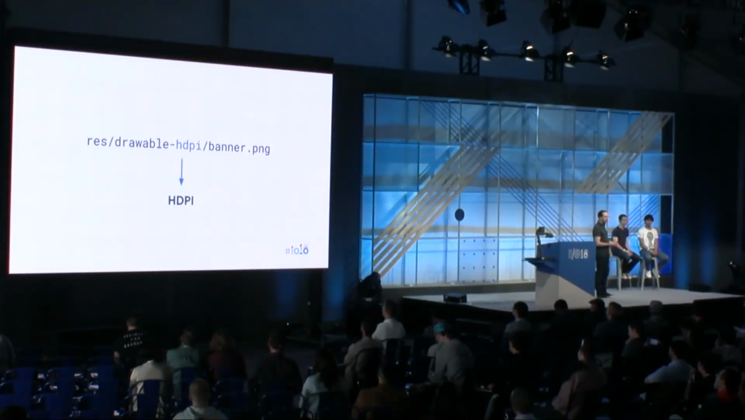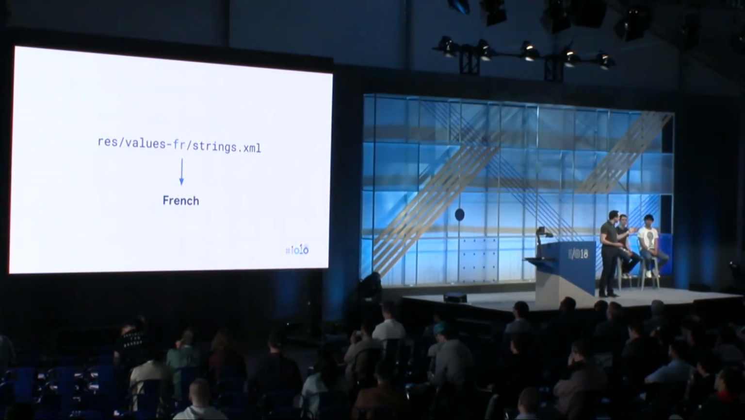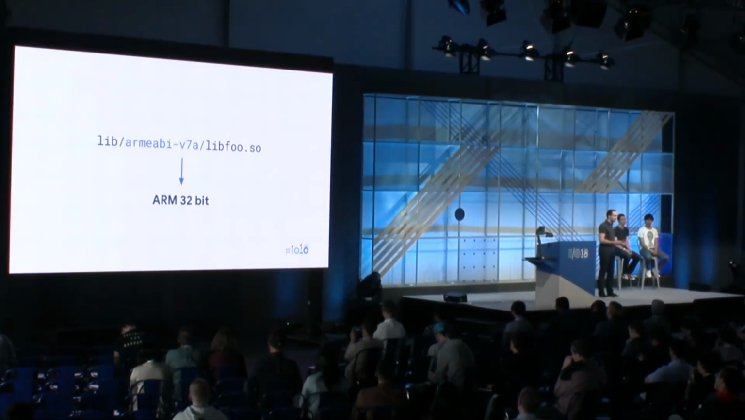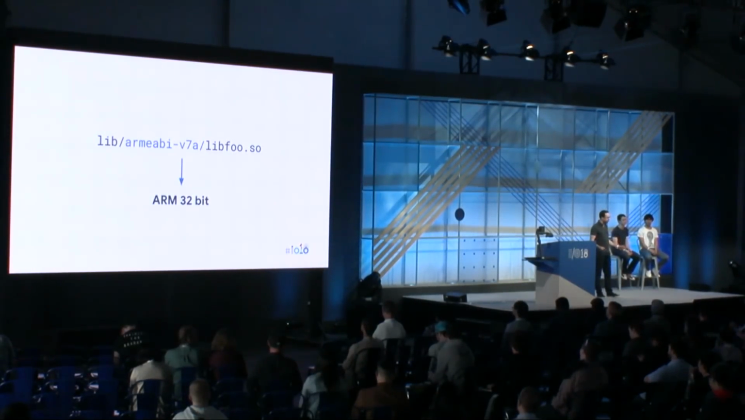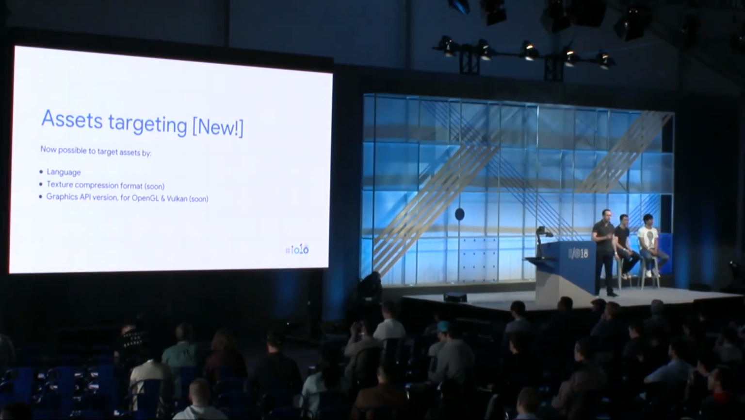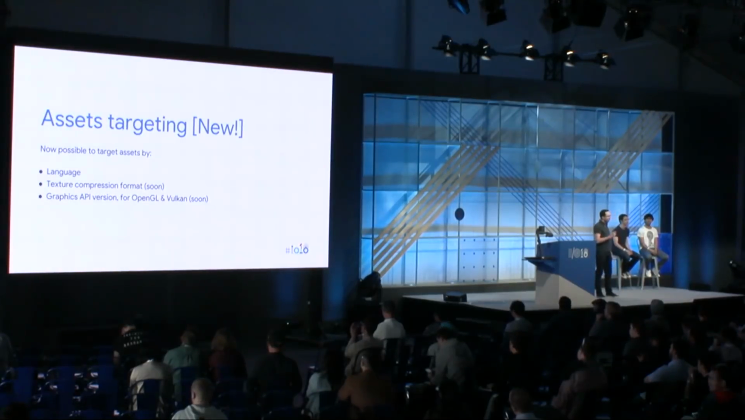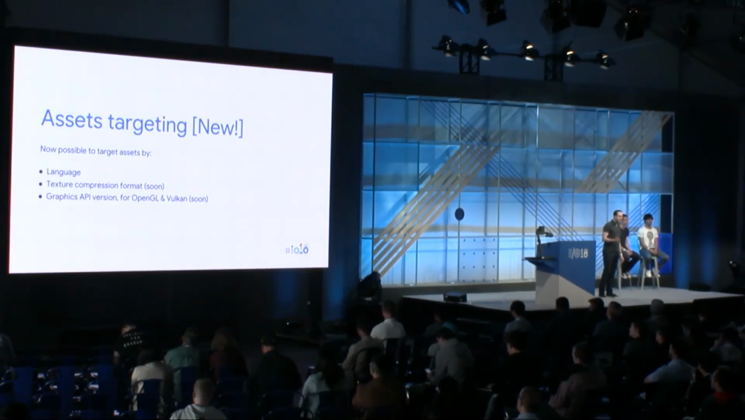The App Bundle reuses the targeting that exists in APKs. You're already familiar with this, so I'll run through quickly. For resources, you specify, for example, HDPI in the directory name of your resource to target HDPI devices. Or you add FR to target French users. For native libraries, it's the same. You add the architecture to the directory. Again, nothing new here. The App Bundle works the same way. Now, we realize that for some of you, assets represent a big part of your app. So the App Bundle also supports assets targeting. We are starting with language targeting, and we will soon be adding texture compression format and graphics API versions. So we can serve only the relevant assets to the users and reduce further the size of your apps and games.